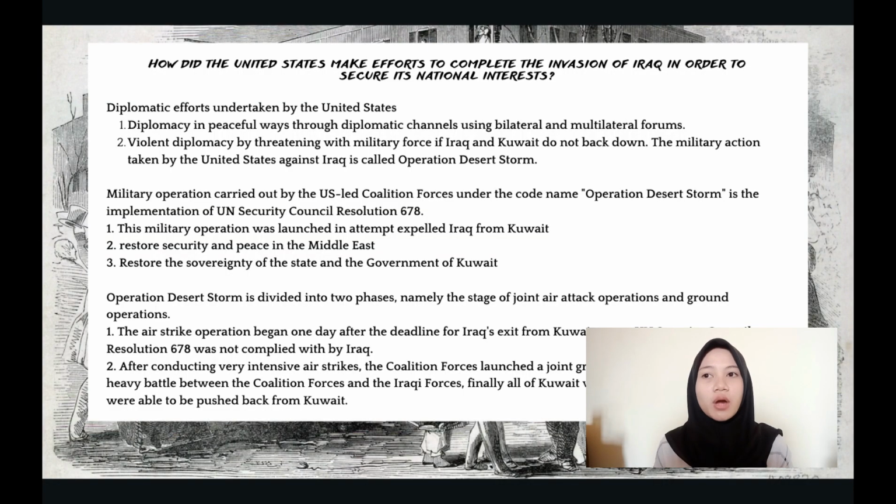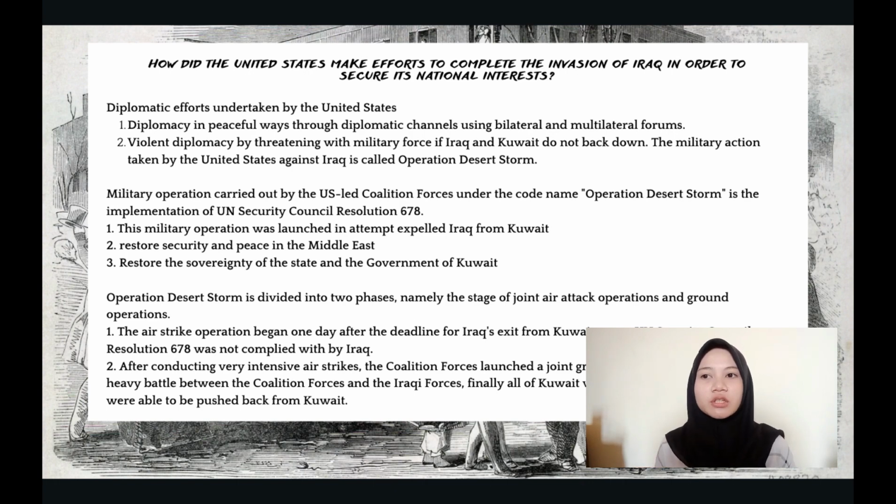Then, how did the US make efforts to complete the invasion of Iraq in order to secure its national interests? There are two diplomatic efforts undertaken by the US. First, diplomacy in peaceful ways through diplomatic channels using bilateral and multilateral forums. And the second, violent diplomacy by threatening with military force if Iraq and Kuwait do not back down.